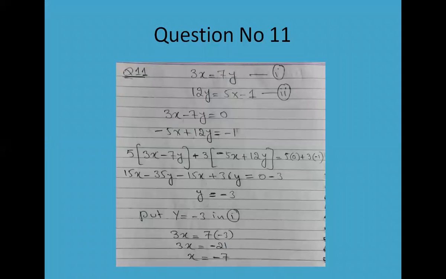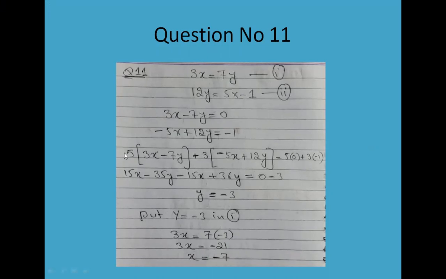Okay, so you have 3x equals to 7y, and the second equation is 12y equals to 5x minus 1. So bring that 7y to the other side, it will become minus 7y. So you will have 3x minus 7y equals to 0. In the second equation also bring the x term to the other side. So you will have minus 5x plus 12y equals to minus 1. Now you can see I can easily make the coefficients of the x same. So the upper equation I will multiply it with the 5 and I will add it into the lower equation, but the lower equation will be multiplied with 3.